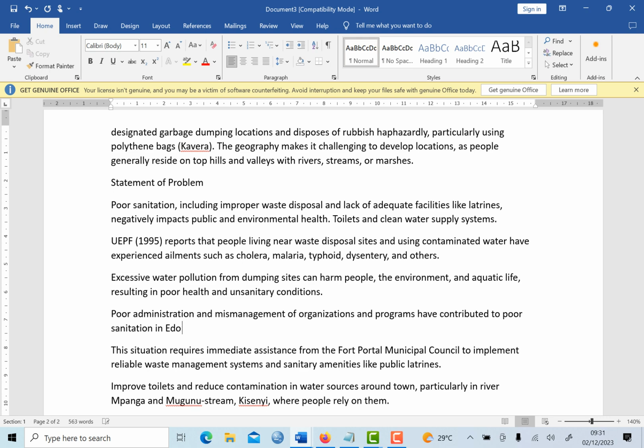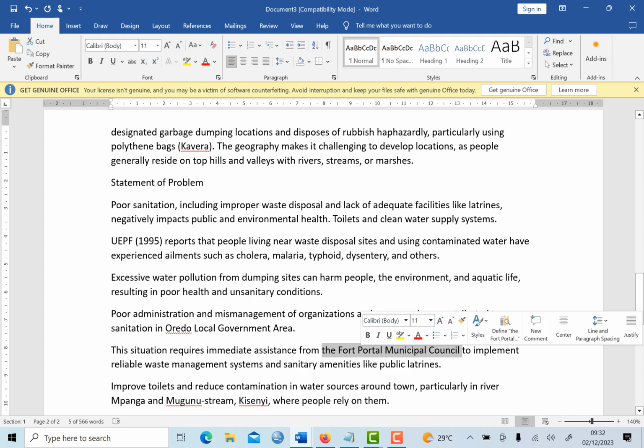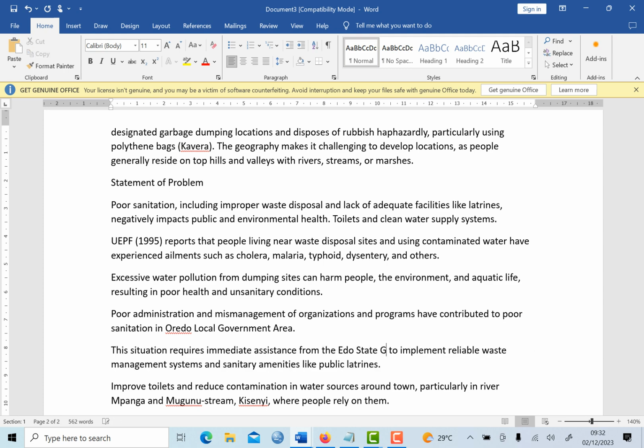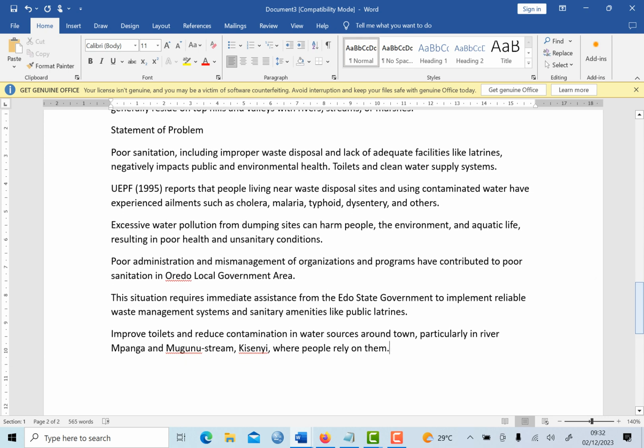When you say in Oredo, I'll show you, this is Oredo local government area, and this situation requires immediate assistance from the Edo State government to implement reliable waste management systems and sanitary facilities like public latrines, improved toilets, and reduce the contamination of water sources around the river and just around town.